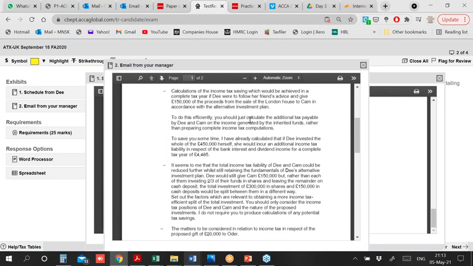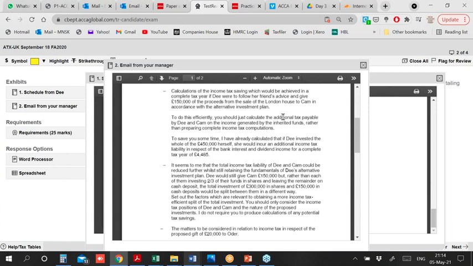To do this efficiently, you should just calculate the additional tax payable by D and CAM on the income generated by the inherited funds. To calculate the income, it is pretty easy. I'll take their investment, multiply by 4% for shares and by 1% for cash. And whatever my answer is for CAM, I'll straight away apply the rate of 20%. And if at any point he exceeds the basic rate band, I'll then apply 40%. But for CAM, it is pretty easy, as she is an additional rate taxpayer. So I'll apply 45% to any of the income that she'll be earning from these inherited funds.